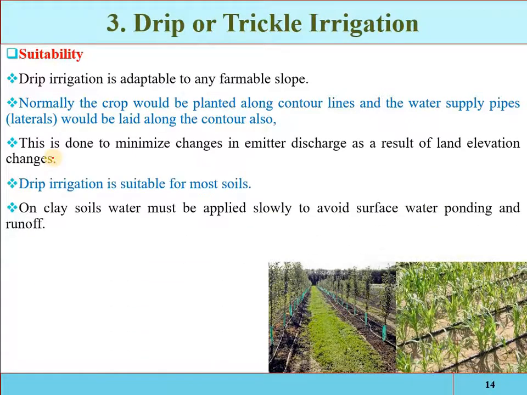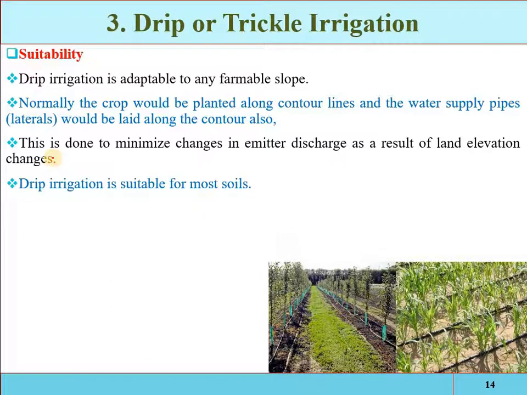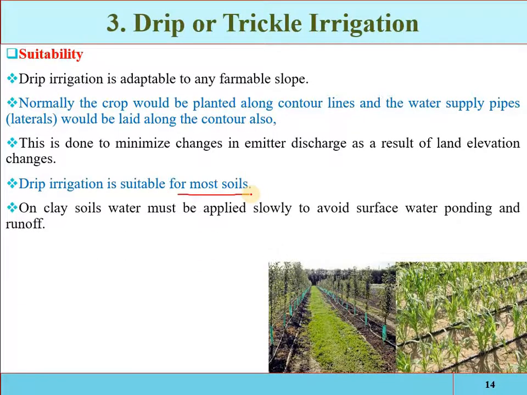Drip irrigation is suitable for most soils. If the soil infiltration rate is high, meaning the soil is highly permeable, then you can increase the discharge by the emitter. And if the soil is impermeable, meaning the intake rate is less, then you can control the application of water. So this system is suitable for any type of soil.